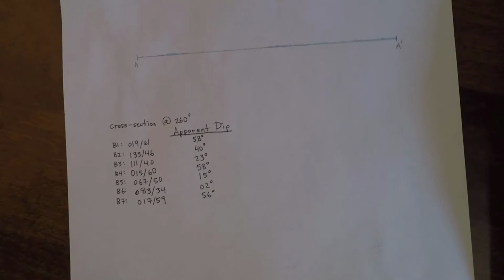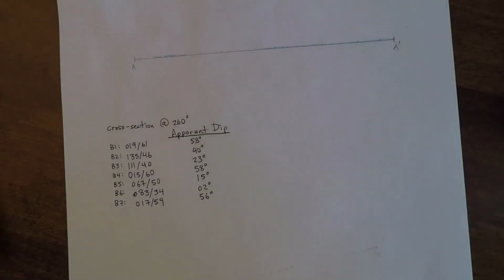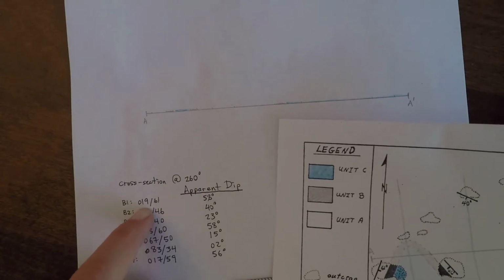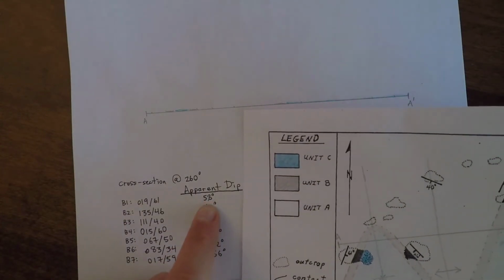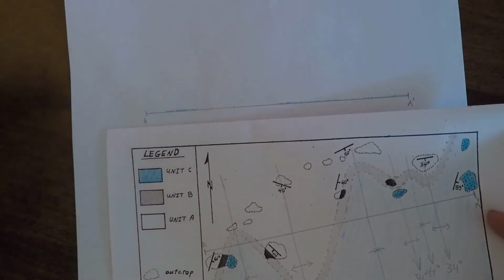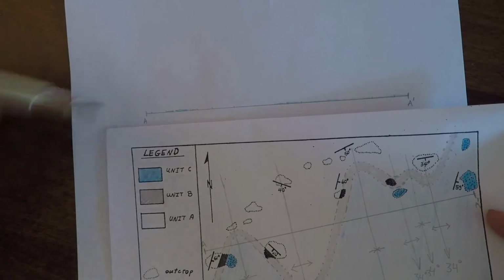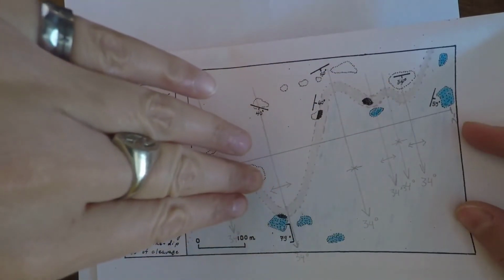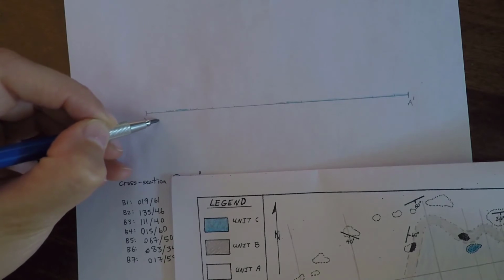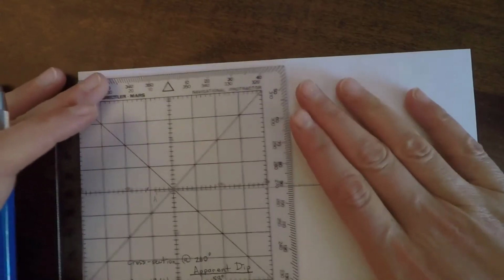All right, so now we have our information to draw on our dip symbols. If we go back up to the cross-section, the first bedding measurement we're looking at, 019/61, the apparent dip is 58 degrees, and it's this measurement here, which is our first mark on our cross-section line. The bedding is dipping in that direction toward A prime, so we know on our cross-section it's going to be dipping down from A prime to, in this case, 58 degrees.